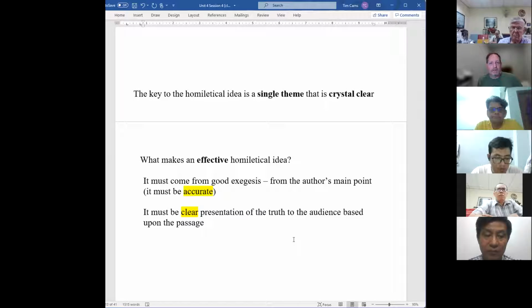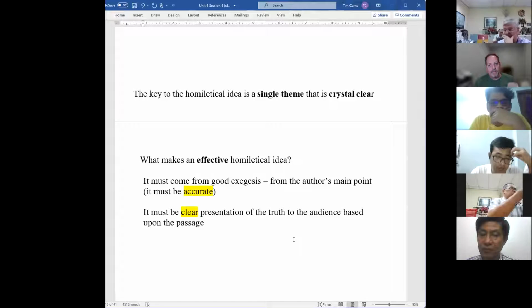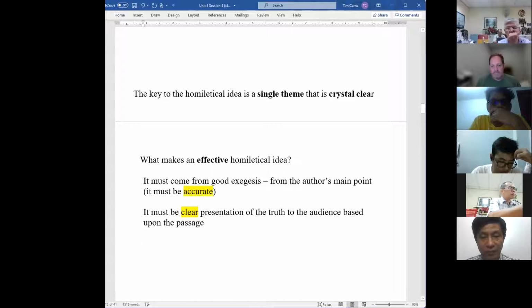It's one thing if you understand it, that's good, that's important, but your people have to understand. I mean, right? If you don't make it clear to them, then they're not helped. Maybe you have been helped from the passage, but if you can't explain it in a clear way, and this is why it's important to have a homiletical idea, a summary statement, and that statement has to be clear, must be understandable for your hearers. All right, good. Any other key characteristics you think makes a good or effective homiletical idea?